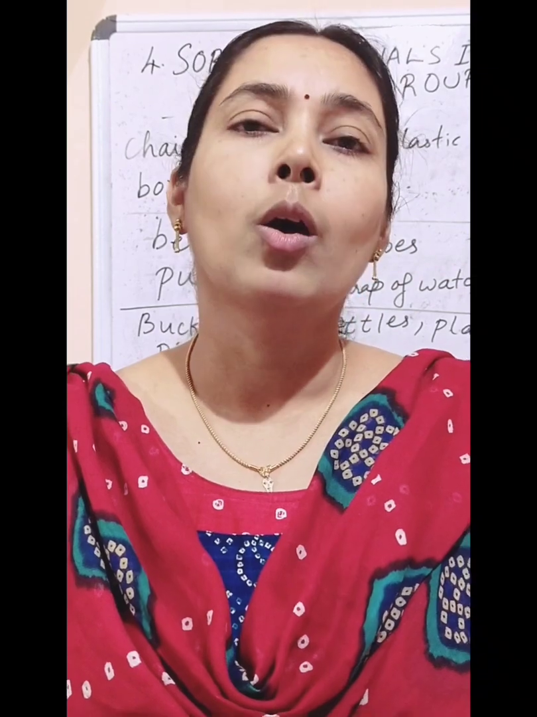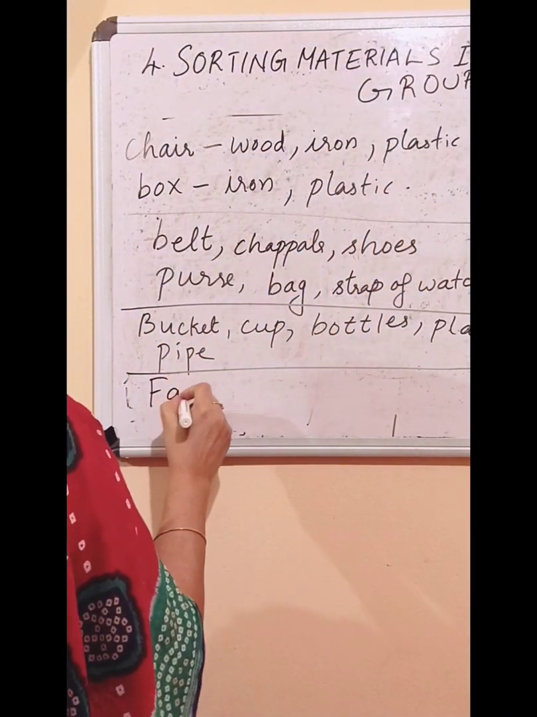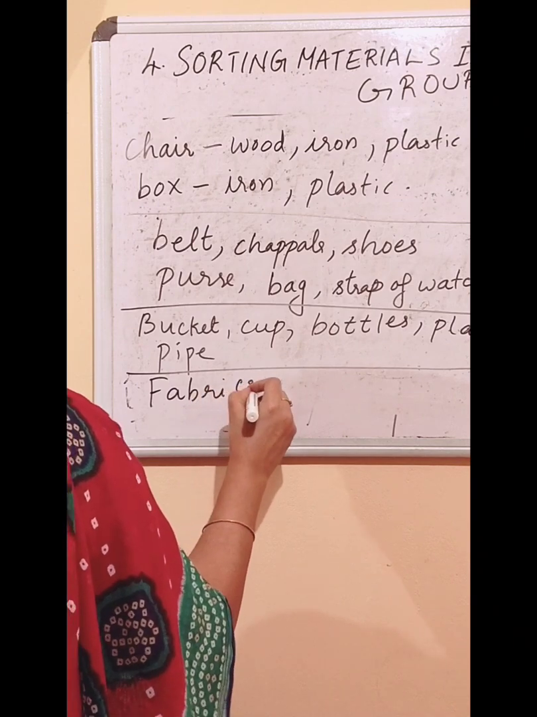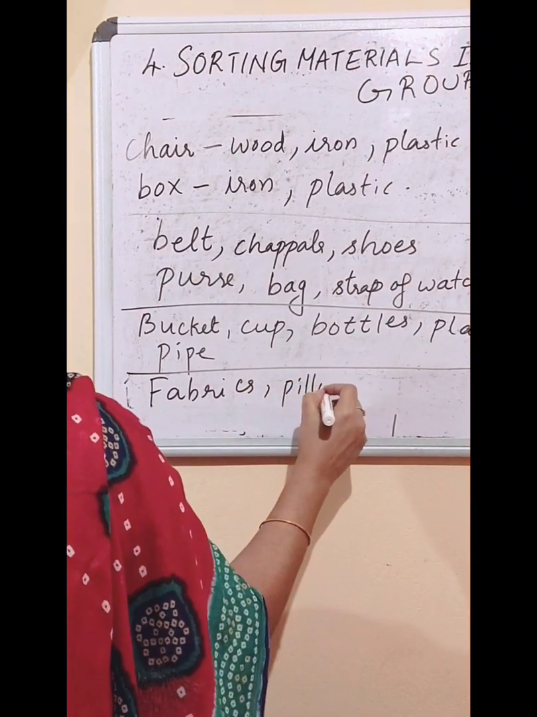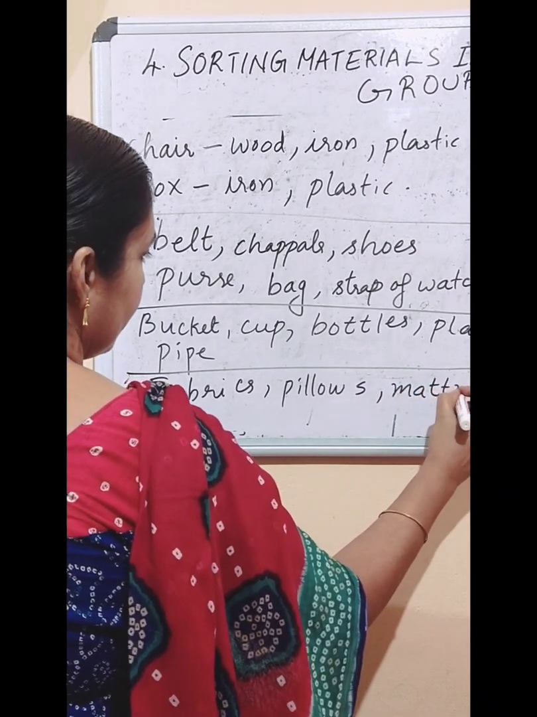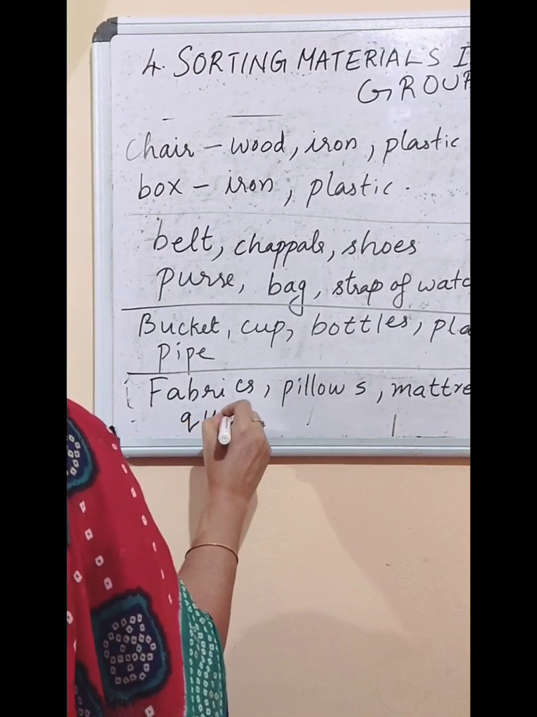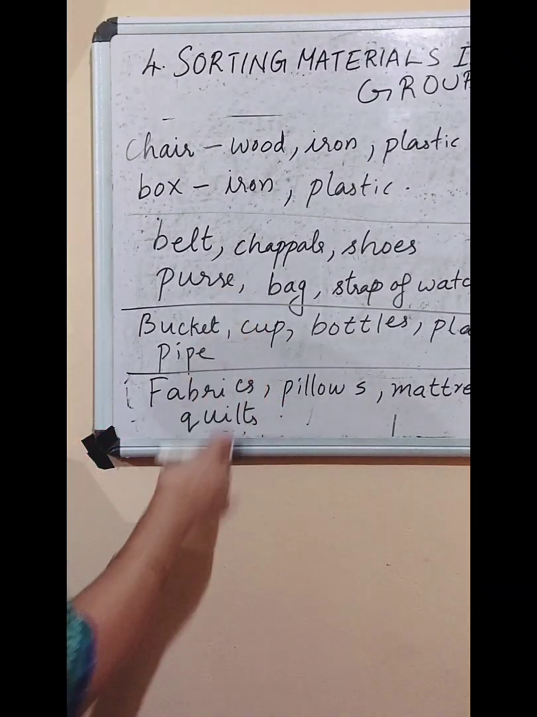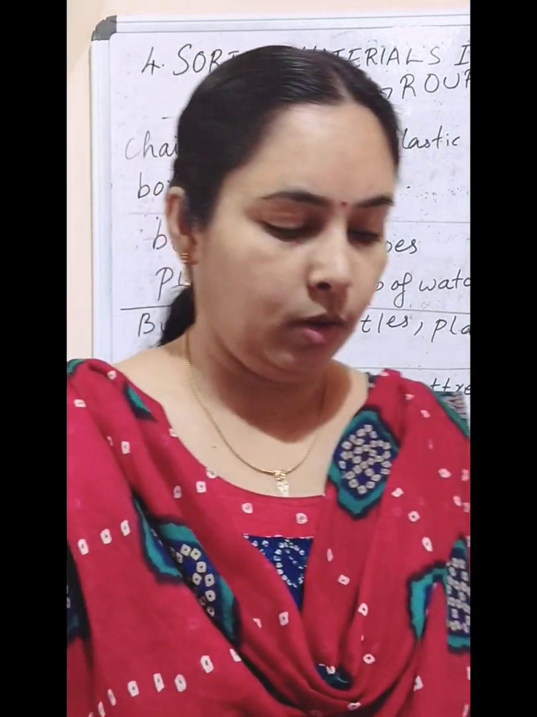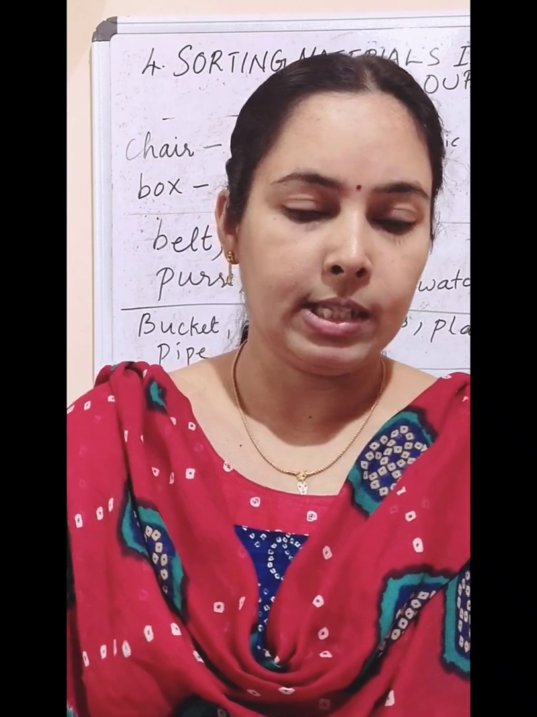Then cotton. Cotton is used for making what all things? We have studied about cotton in the last lesson. So cotton is used for making fabrics. Then pillows, mattresses, then quilts. Cotton is used for making all these things. So this table also you fill yourself, both these tables.